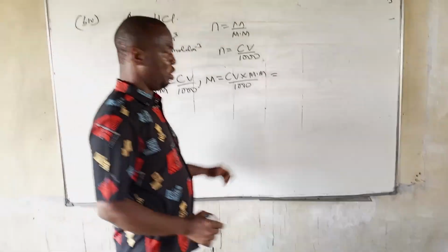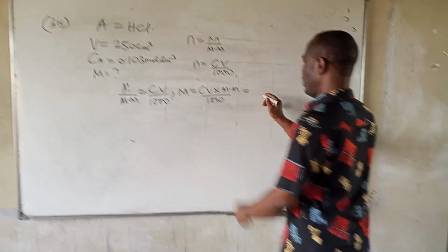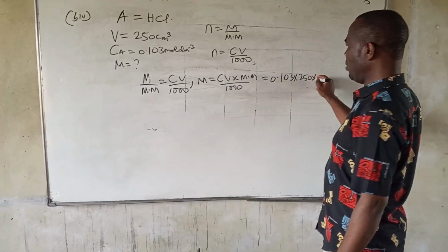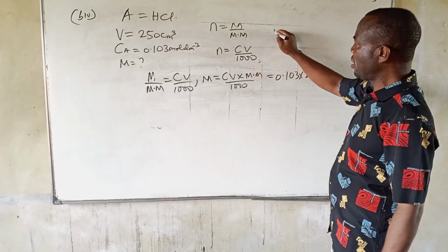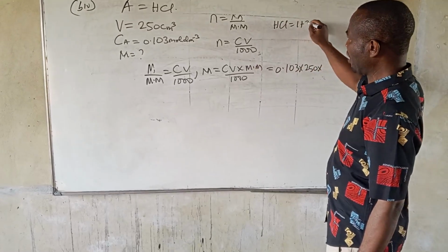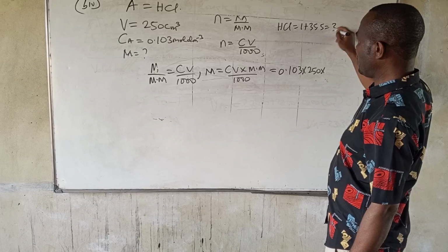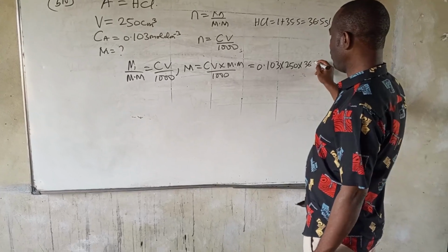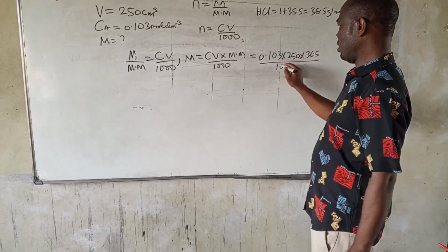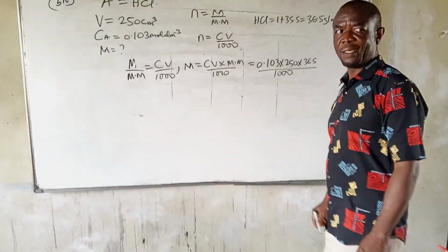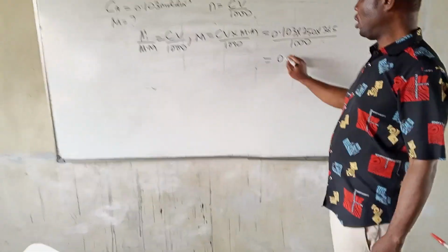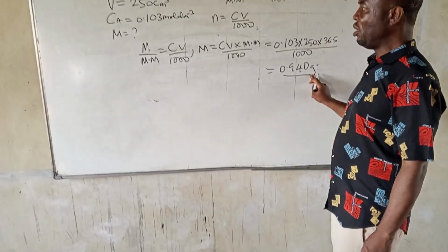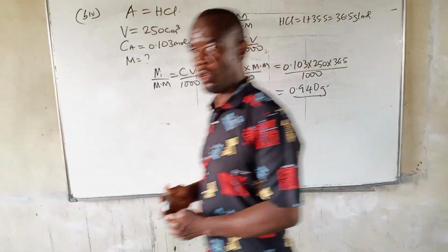So the concentration is 0.103, the volume 250. The molar mass of HCl, when you calculate it, 1 plus 35.5 gives you 36.5. So 36.5 over 1000. When you solve it, the answer to 3 SF gives you 0.940 grams. That's the mass of the acid in 250 cm cube of the solution.